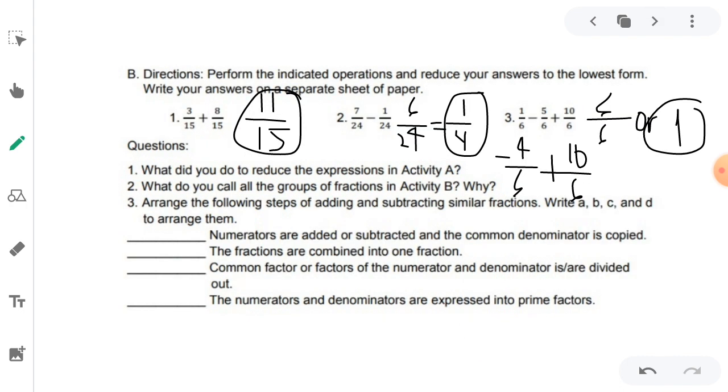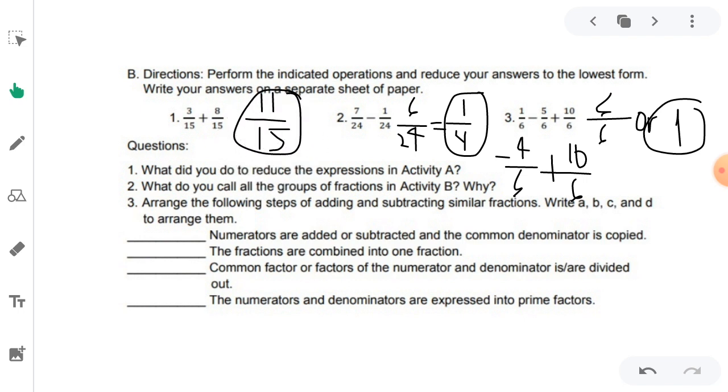Next, in letter B, perform the indicated operations and reduce your answers to lowest terms. Write your answers on a separate sheet of paper. So, in our number 1, if we notice, numbers 1, 2, and 3 are similar fractions. We said earlier that for similar fractions, just copy the denominator and add the numerators, then simplify into lowest terms. So, 15, we copy, and then 8 plus 3 is 11 over 15. Since 11 and 15 don't have a GCF, this is our final answer, 11 over 15.